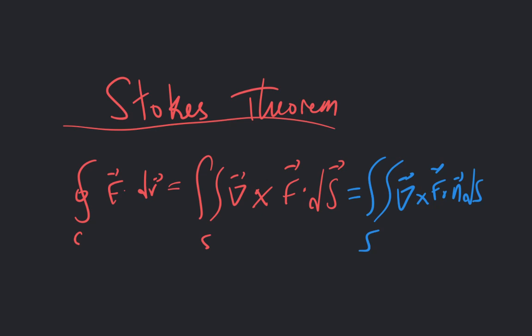Stokes' theorem relates the line integral around a closed loop, the boundary of a surface, to a surface integral over the surface bounded by that loop. So the closed line integral is equal to the curl of the function over the surface.